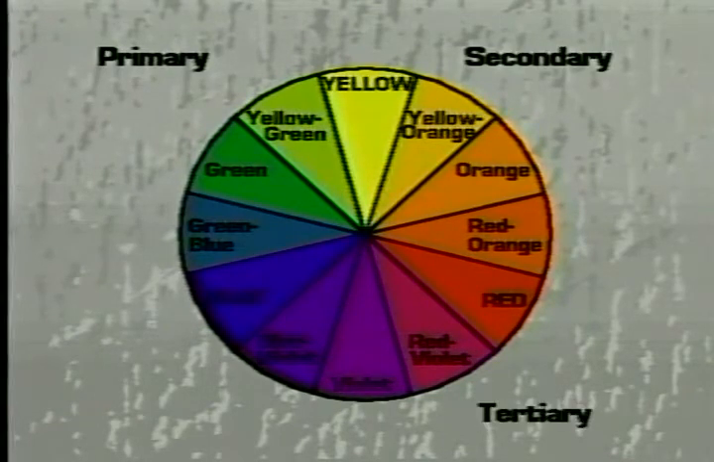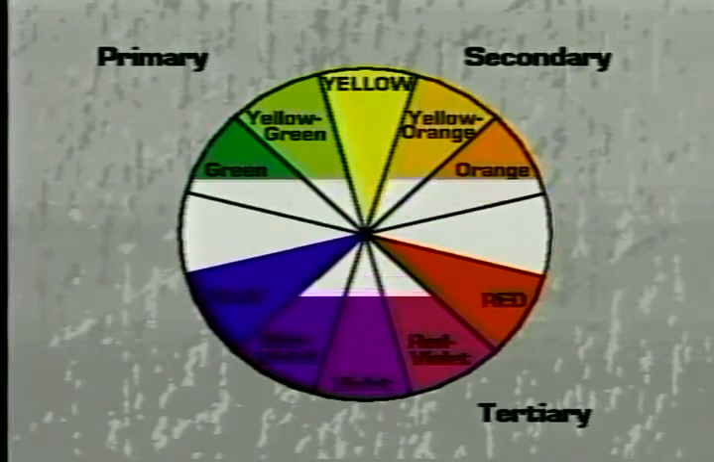Hue is the actual name we use for a color, examples being red, green, or violet. A color wheel can help us visualize how colors relate to one another. There are three classes of color that make up the color wheel. They are primary, secondary, and tertiary.